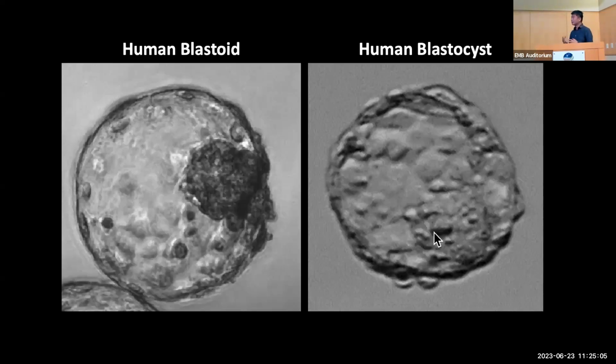So let's have a closer look at these structures. On the right, from my point of view, is the human blastoid, and on the left is a human blastocyst. This is a day 5 to 6 human blastocyst. As you can see, they are very similar. They both contain this cavity and an inner cell mass, and we also have a layer of cells on the outside called trophectoderm.